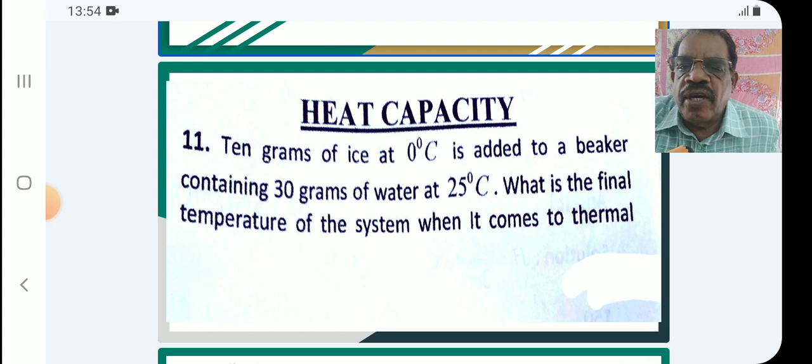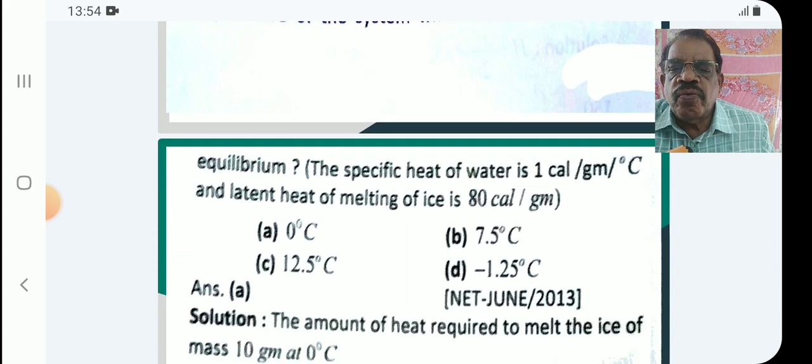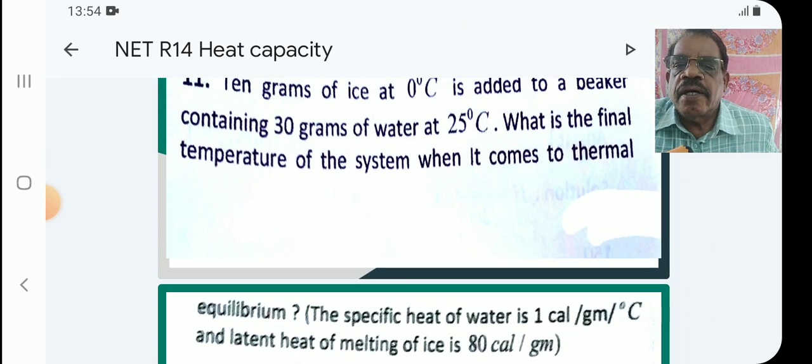10 grams of ice at 0 degrees Celsius is added to a beaker containing 30 grams of water at 25 degrees Celsius. What is the final temperature of the system when it comes to thermal equilibrium? The specific heat of water is 1 calorie per gram per degree C, and latent heat of melting of ice is 80 calorie per gram.